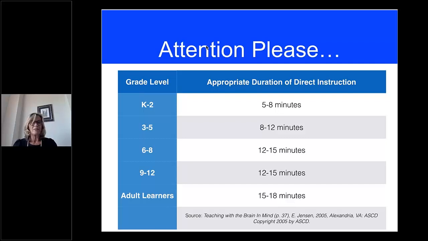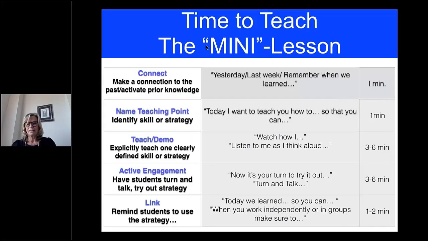And so when we're looking at that process in that mini lesson, the connect: make a connection to the past, activate prior knowledge. Yesterday, last week, remember when we, really short, 1 minute. And then name your specific, identify that skill or strategy. Today, I want to teach you how to show that so that you can do this. And then teach and demo. Watch how I, listen to me as I think aloud. And then active engagement, having them turn and talk or try out this strategy. Now it's your turn, and then linking it.